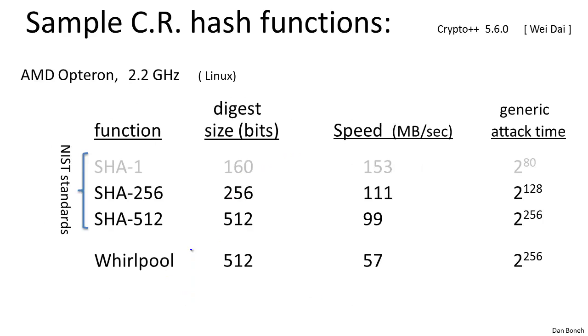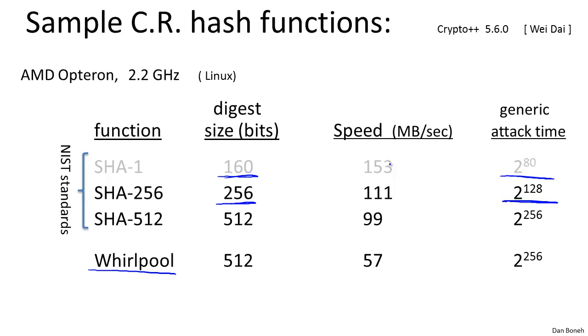So let me show you some examples. The first 3 are actually federal standards, SHA-1, SHA-256, and SHA-512. And the fourth one is an example from the designers of AES called Whirlpool. And so you can see SHA-1 outputs 160 bits, and as a result there's a generic attack on it that runs in time 2 to the 80. SHA-256 outputs 256 bits, so the generic attack will run in time 2 to the 128, and so on and so forth. I also listed the speeds of these algorithms, and you notice that the bigger the block size, the slower the algorithm is, and so there's a performance penalty, but nevertheless there's quite a bit of benefit in terms of security. Now you notice the SHA-1 function is actually grayed out.